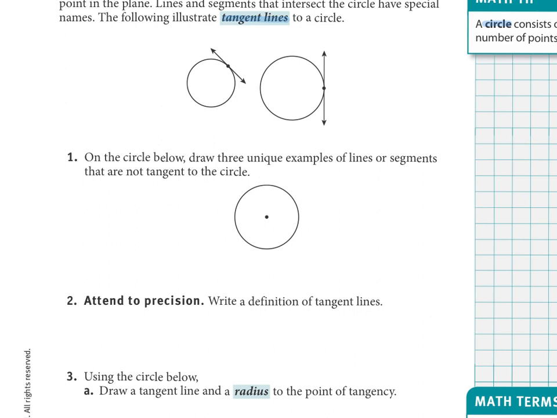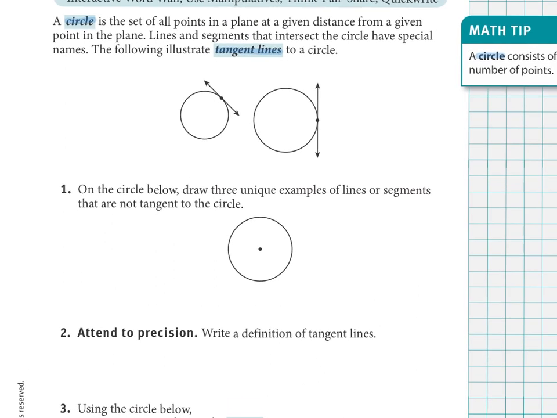Number 1 says, on the circle below, draw 3 unique examples of lines or segments that are not tangent to the circle. So going back up to what we saw above, remember a tangent line means that it touches the circle once. So I want you to draw 3 different examples that show a line that does not touch the circle once, which means it is not tangent to the circle.